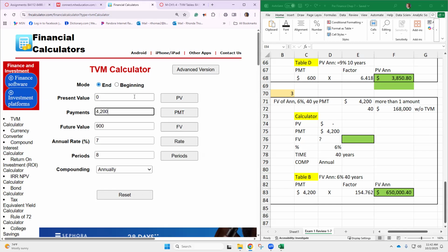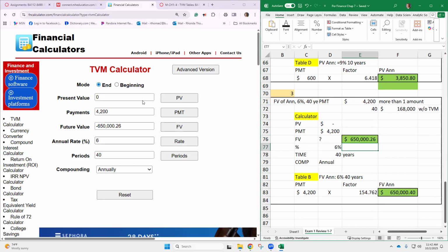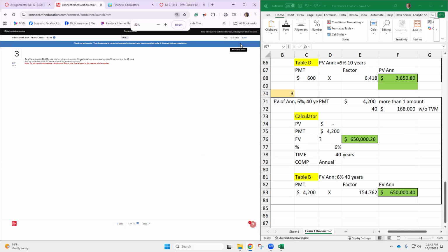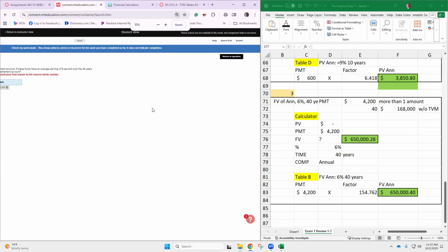So the payments are 4,200. 6% for 40 years. Yep. Looks like 650,000 is a solid number. Okay, so I'm gonna make that a little bit bigger. There we go. Let's put that in. She's not quite a millionaire, but she's more than halfway there. Okay, so it rounded it down for me, right? And you want to check your work. Make sure you're right. Go back and fix it if you're not.